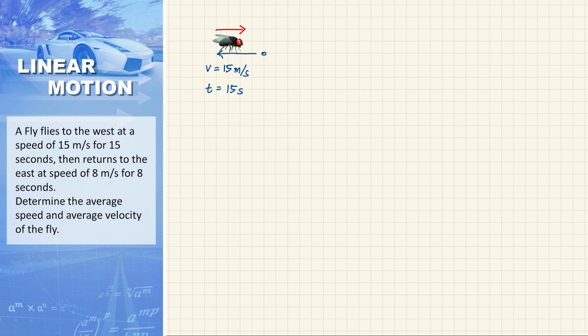After that, the fly changes direction and moves to the east, depicted by it moving to the right. The speed in this direction is 8 meters per second for 8 seconds. We'll count the flying west part.